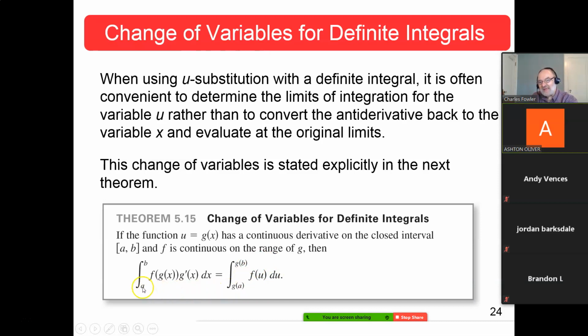But notice what they did here. Since they had the a and b here, and you did the substitution, let u equal g of x, evaluate g at a, that's going to give you a number. Evaluate g of b, that gives you a number. Those are your new limits, because these are the limits for u, since u is g of x, and then do the integration. It saves you a step.